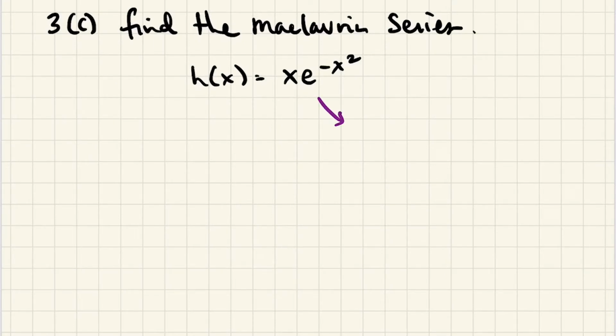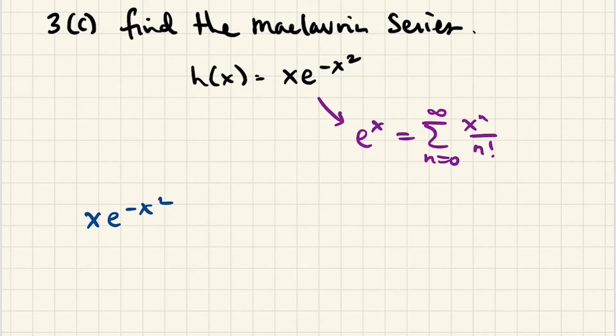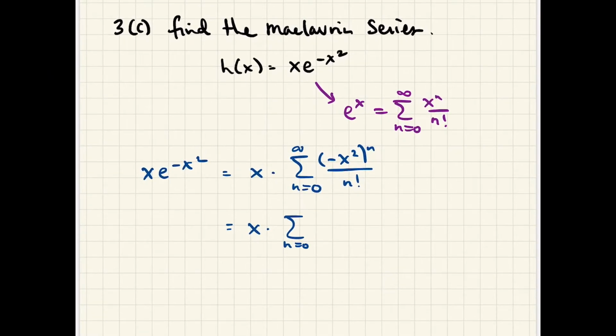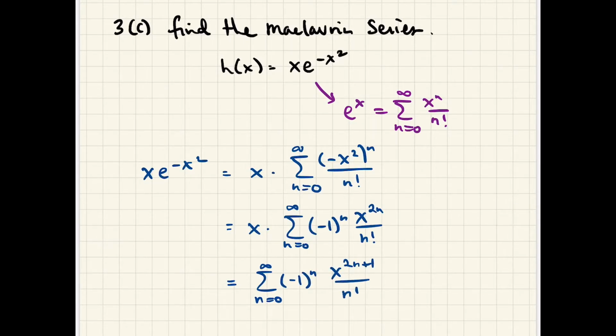Okay, so here we're going to just use the fact that we know e to the x is this one here. And so we can say x e to the negative x squared is therefore equal to x times the Maclaurin series for e to the x with x replaced by negative x squared. So this is x times the sum from n equals 0 to infinity, and let's distribute that n. We get negative 1 to the n, x to the 2n over n factorial. And now if we push that last x inside, we get x to the 2n plus 1 over n factorial.